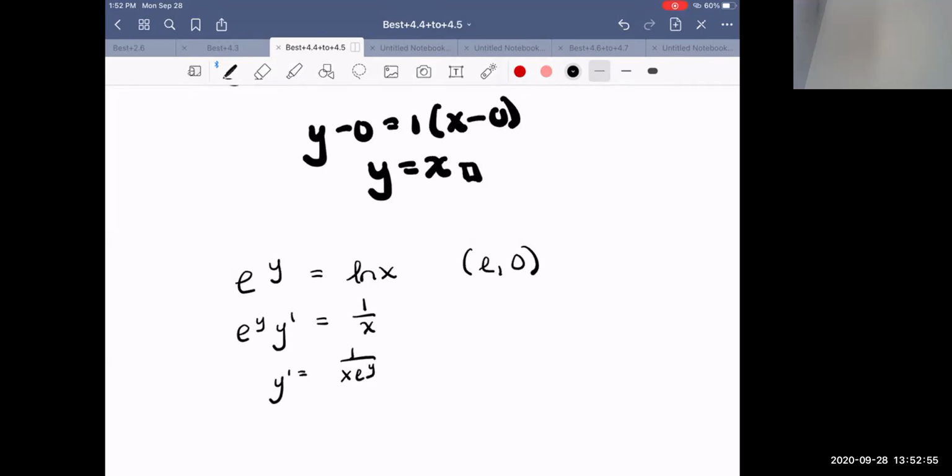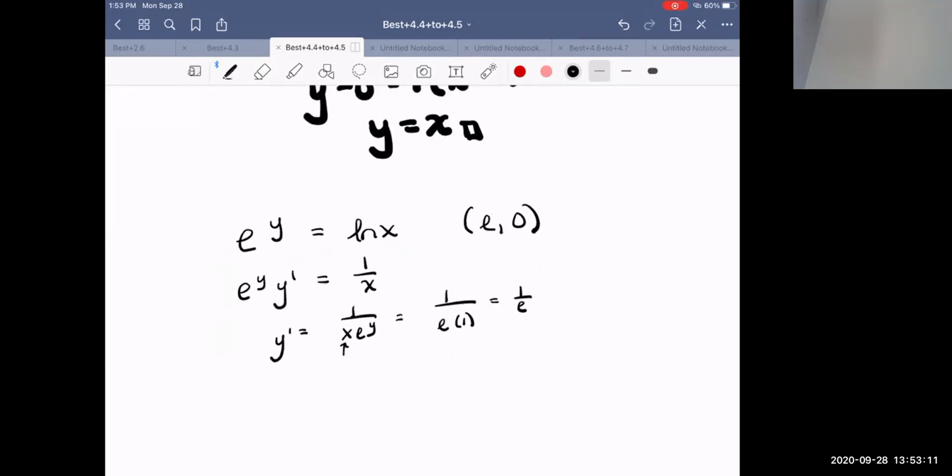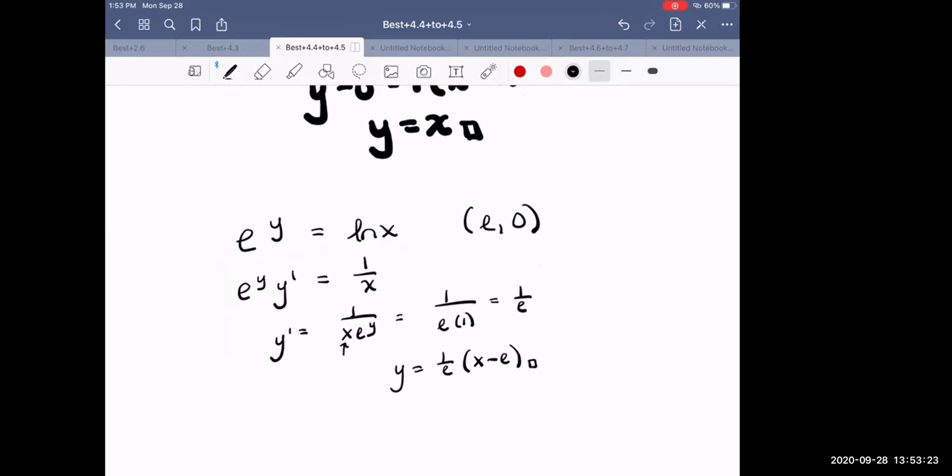And if we plug in e for x and 0 for y, then the slope of our tangent line becomes 1 over e times, so x is e, and e to the 0 is 1, right? So it's 1 over e. And so our equation would be y is equal to 1 over e times x minus e. Yes, no? Online? I got that.